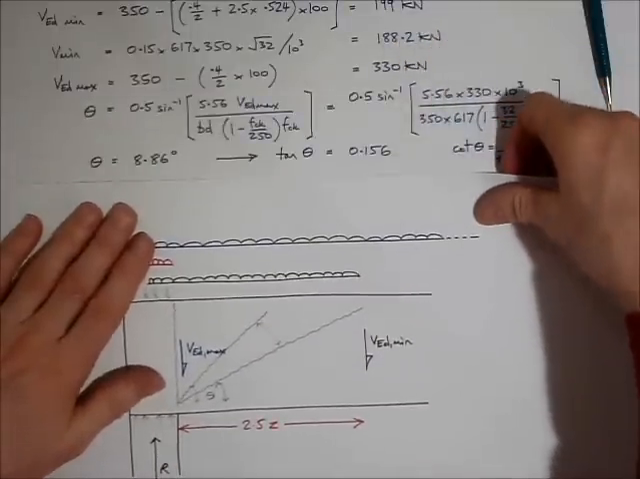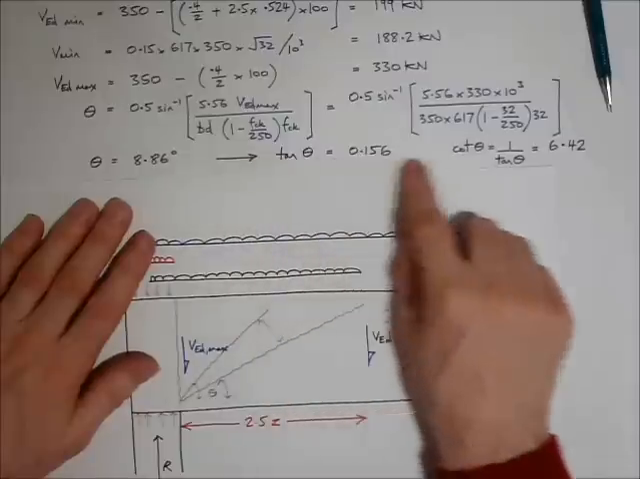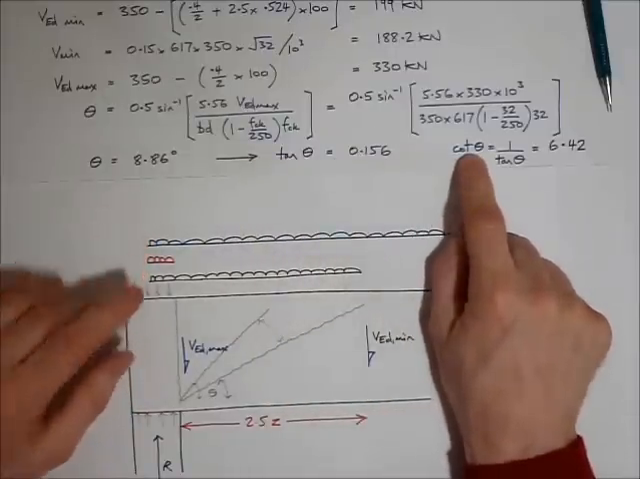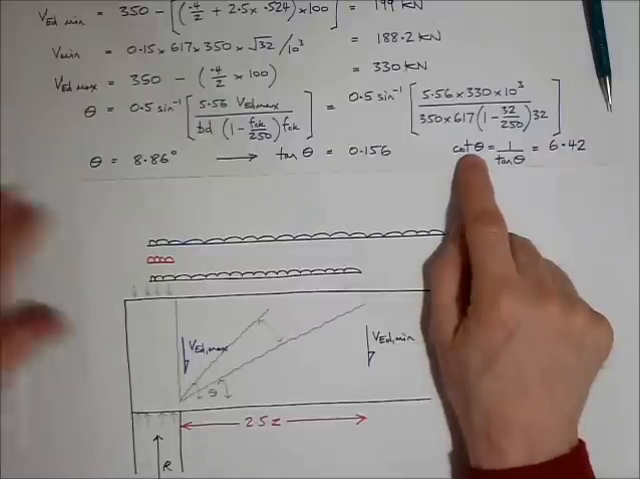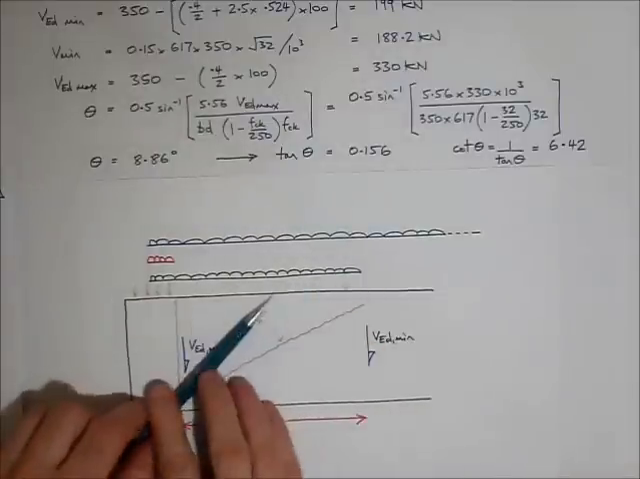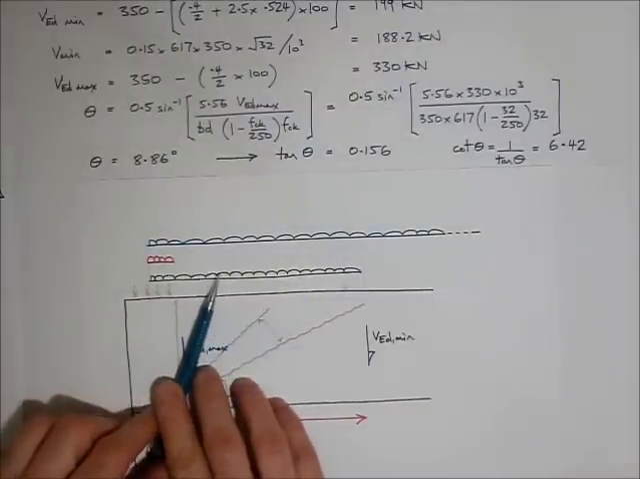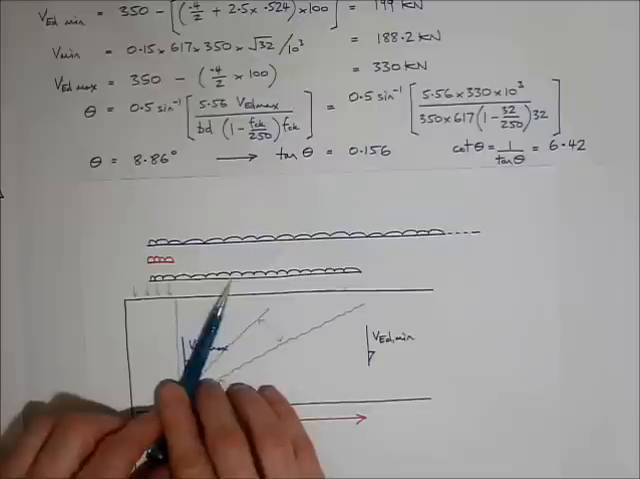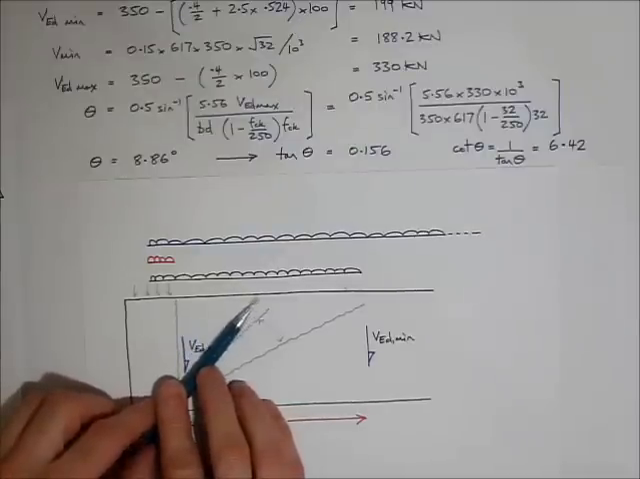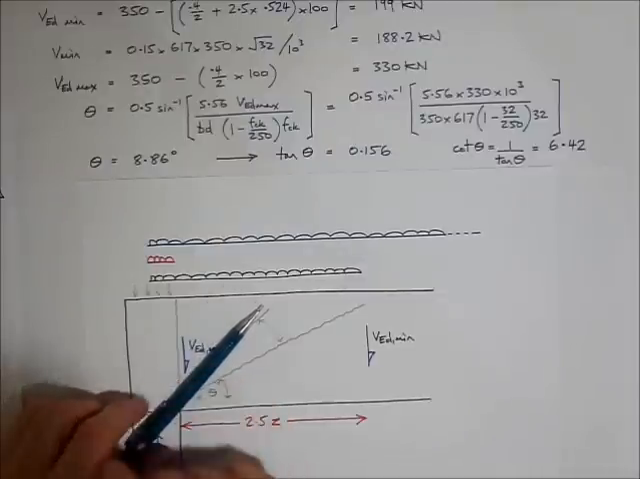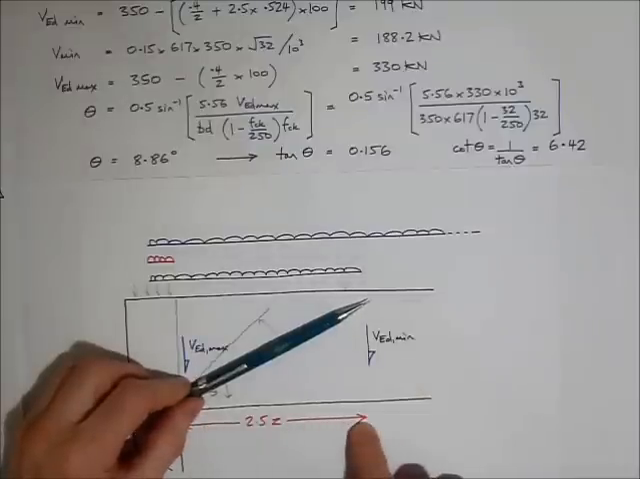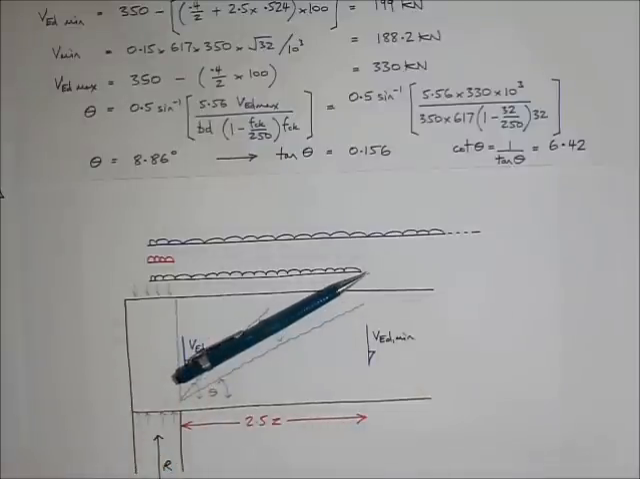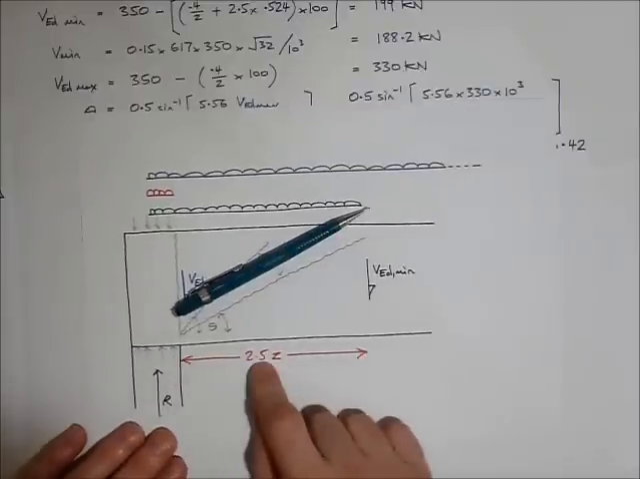The Eurocode deals with this by saying that the cot of the angle theta must be greater than 1. If it's less than 1, it means that the cracking is in this zone here, and that means that the shear force is just too much for the beam. And if cot theta is less than 1, you have to go back to the drawing board and design your beam again. Okay, if cot theta is such that this length here is greater than 2.5 Z, then it says just limit it to 2.5 Z.